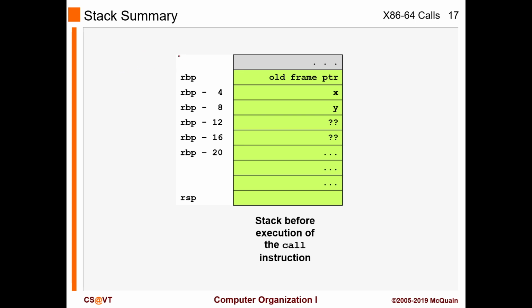So this is what your initial stack looks like. RBP is pointing to old frame PTR, like where it's being called from, where the main function is being called from. RBP minus 4 is the first local variable. RBP minus 8 is the second local variable. And this space is kept for later use. And this is RSP, it's pointing to the end of the stack. Okay, so we are going to do a call to max.